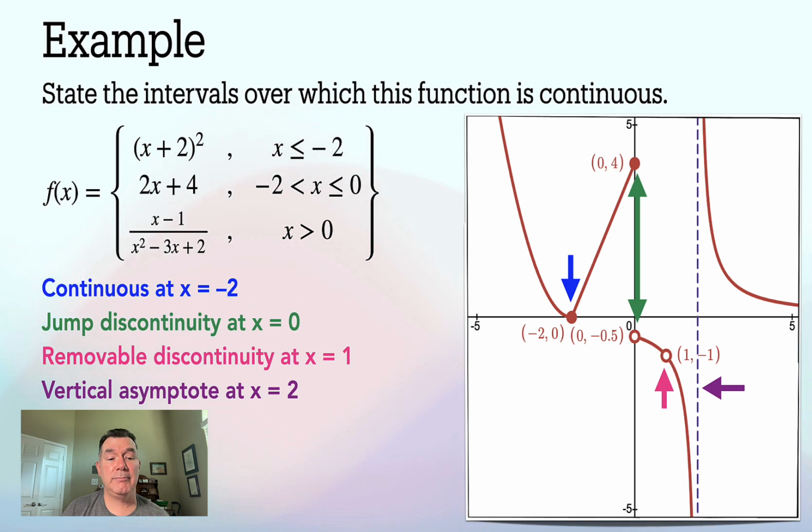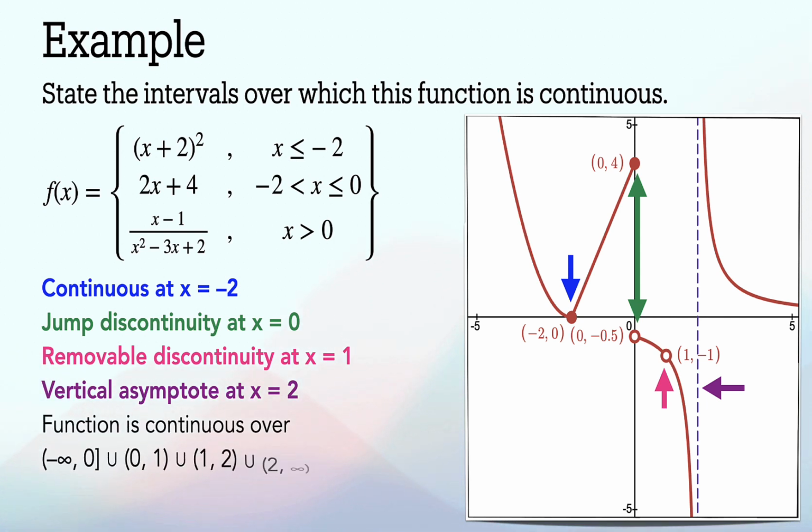So the continuous part at x equals -2 is not going to affect my domains over which this is continuous, or the intervals over which it's continuous, but x equals 0 is going to cause a problem, x equals 1 and x equals 2 are going to cause problems.